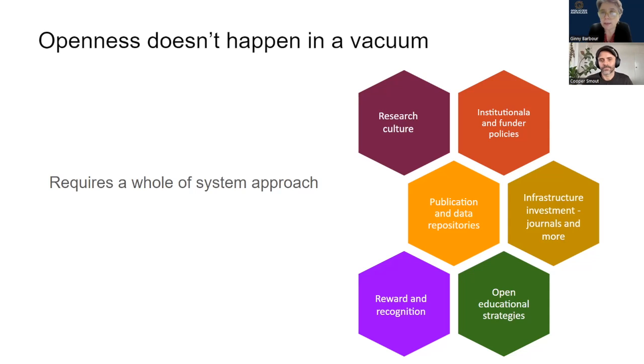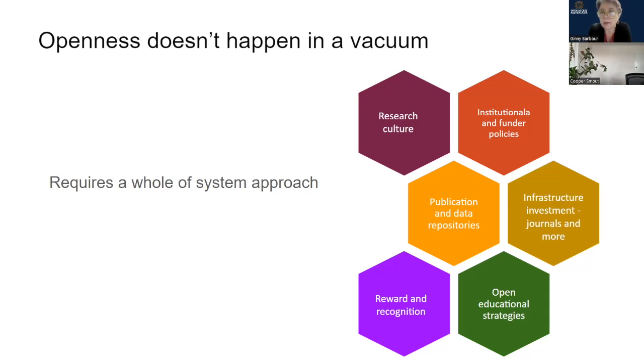So for example, we need to have publication and data repositories. Most institutions globally have their own repository, which their researchers can use. But we need investment in that infrastructure, and that also includes journals, and we'll talk a little bit about journals as we go into the next bit.